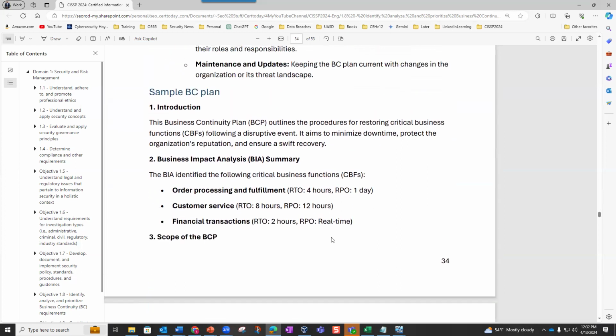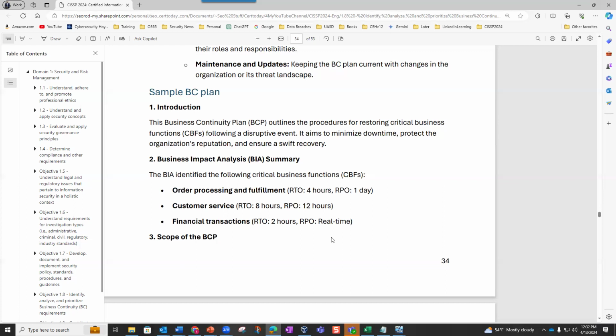Here is a sample BC plan. These are some of the major areas or components. Obviously, you can adapt this to your organization, but one, you should have an introduction or an overview. Something like this: this business continuity plan outlines the procedures for restoring critical business functions, CBFs, following a disruptive event. It aims to minimize downtime, protect the organization's reputation, and ensure a swift recovery.